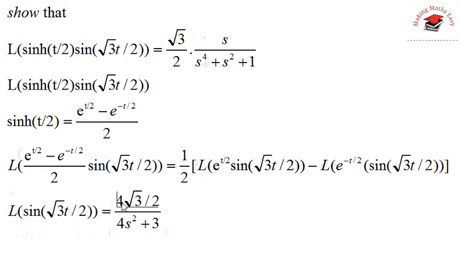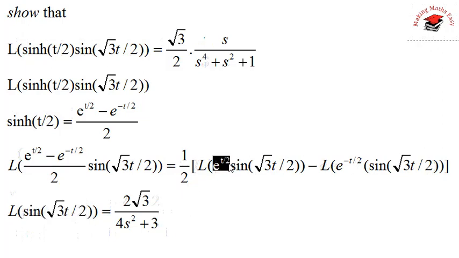So 4 divided by 2 is equal to 2. So this will become equal to 2, and this will become equal to 2. So 2 times square root of 3 divided by 4a square plus 3 is the Laplace of sine of square root of 3t divided by 2. So now let us apply the first shifting theorem.